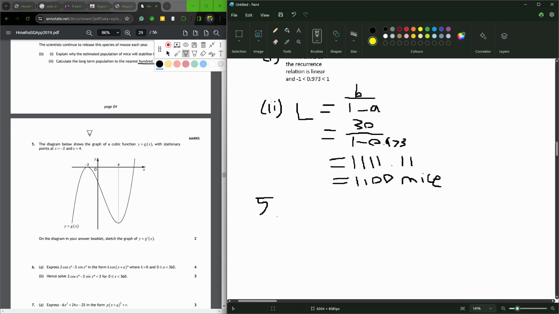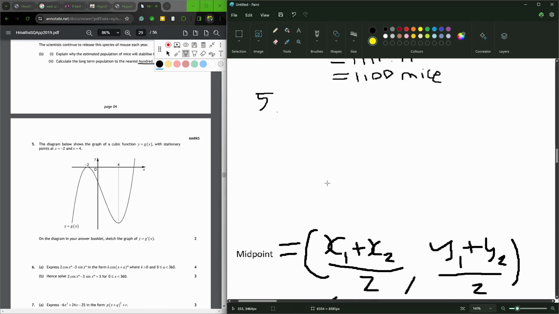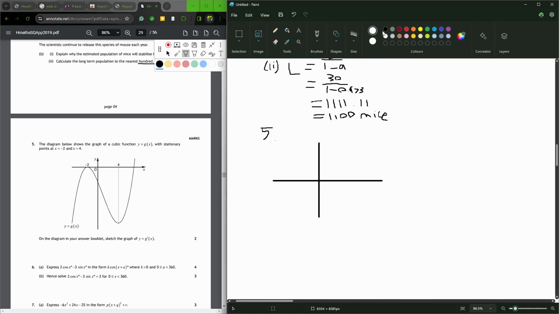The diagram shows the graph of a cubic function with stationary points at x equals minus 2 and x equals 4. On the diagram, sketch the graph of the derivative of this function. Righty, so I'm going to make a beautiful wee graph here. Right, after I've finished drawing, that took a wee bit longer than intended. There's only 2 marks, so we don't need to worry too much. But we're going to have a look at this.